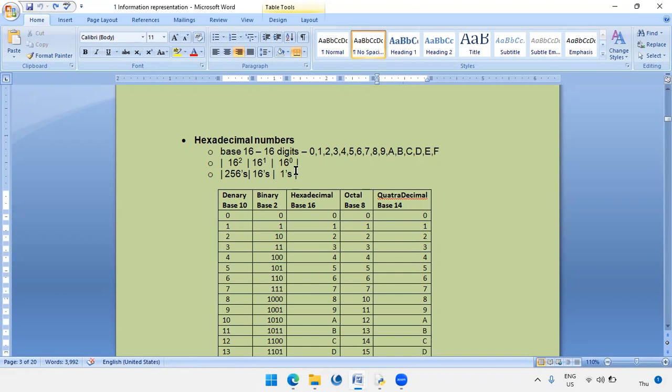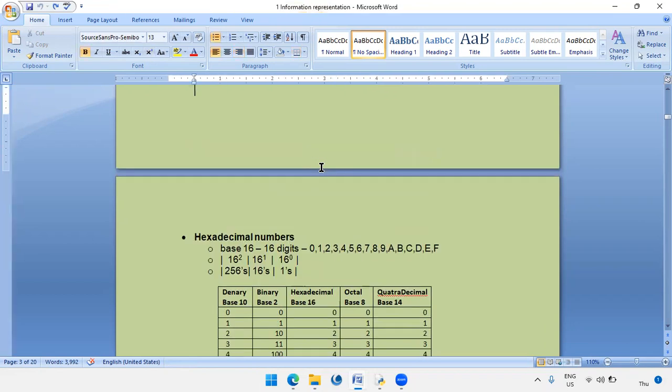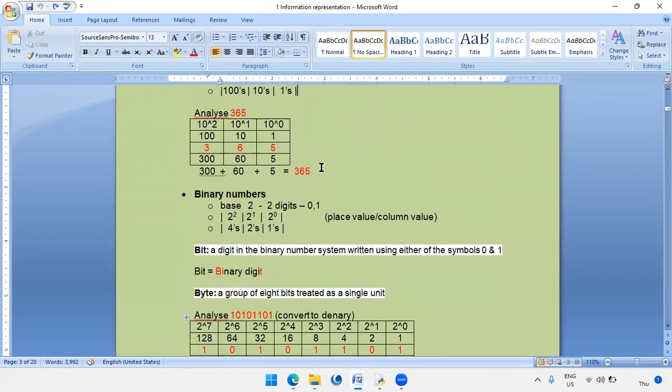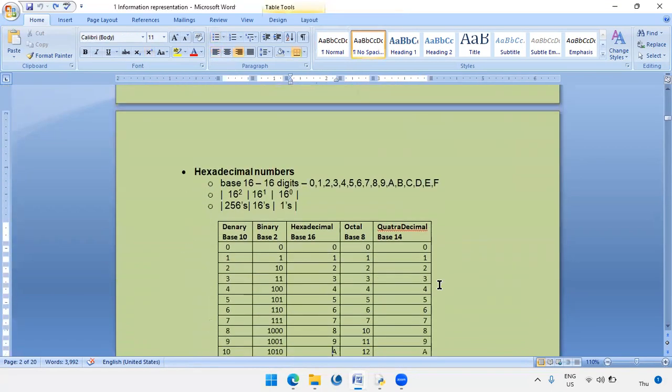And the column values are always the base to the power 0, base to the power 1. That is 10 to the power 0, 10 to the power 1. And in binary, base is 2, 2 to the power 0. So naturally, in hexadecimal, base is 16, so column values are 16 to the power 0, which is 1, 16 to the power 1, 16 to the power 2 is 256. You'll have to improve your arithmetic, the calculation to 16 tables.